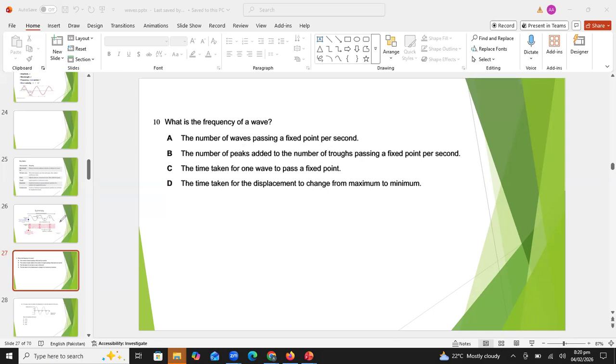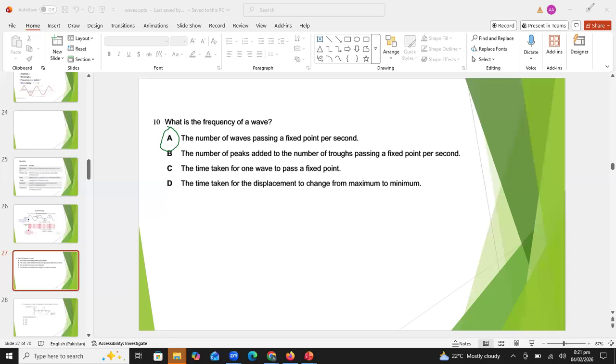Everyone is saying C, but I told you the definition of frequency: the number of cycles passing through a fixed point in 1 second is defined as frequency. I'm repeating, beta. The number of cycles or number of waves passing through a fixed point in 1 second is defined as frequency. A is the correct answer.